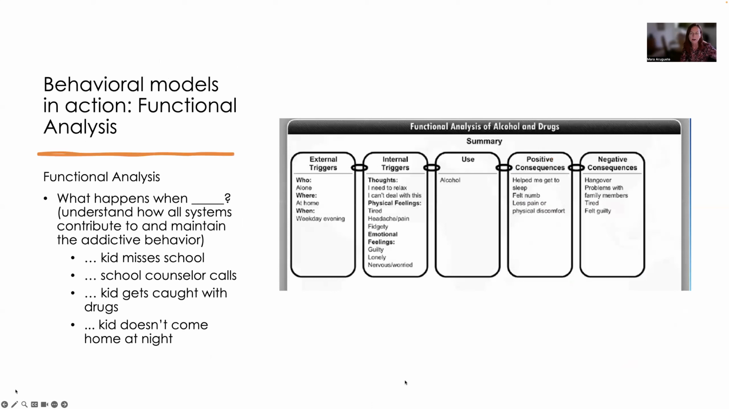Okay. If you're using a behavioral model, one of the things that people do is what's called a functional analysis. And the idea behind a functional analysis is this sort of "what happens when" idea. And it's to understand how all these systems and all these family members contribute to and maintain the addictive behavior.